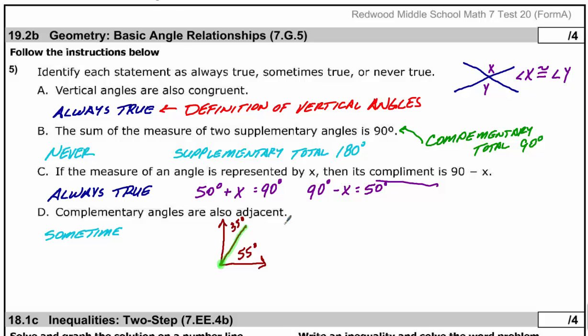However, I could draw those two angles without making them adjacent, but they would still be complementary. There's the first one. Here's the second one. And they still total 35 and 55. They still total 90 degrees, so they're still complementary, but they're no longer adjacent. All right.